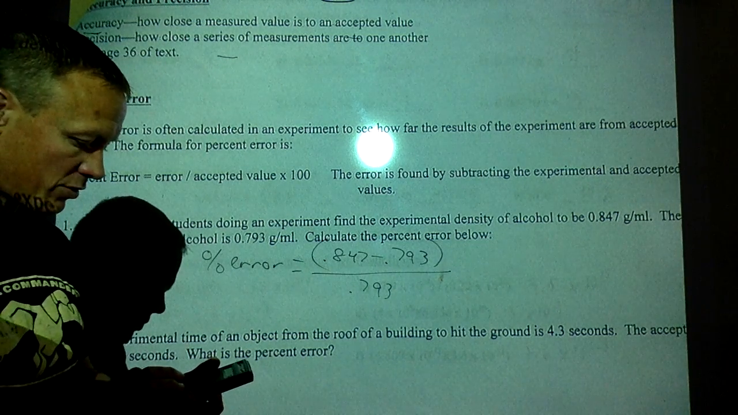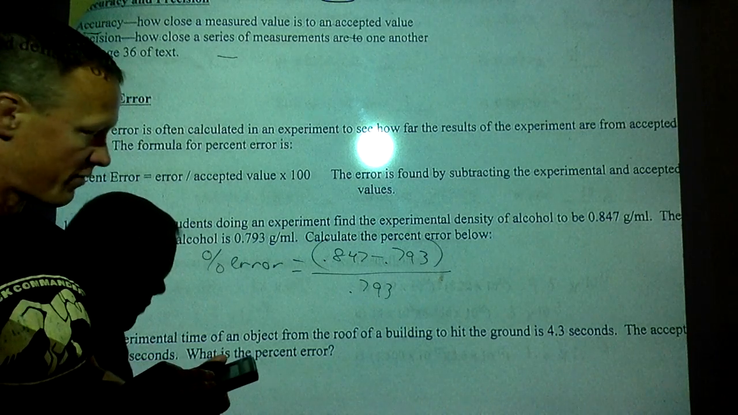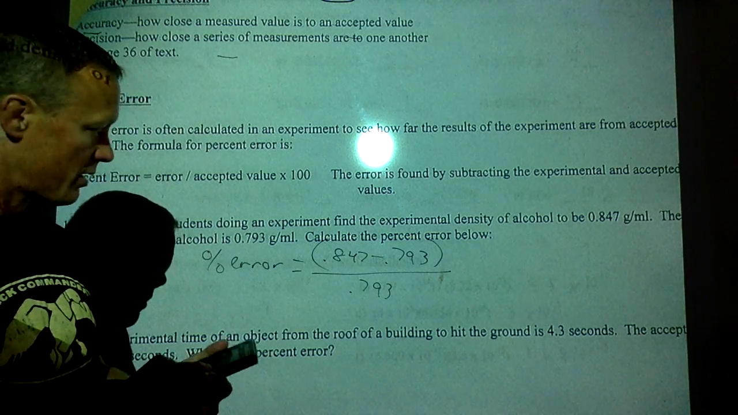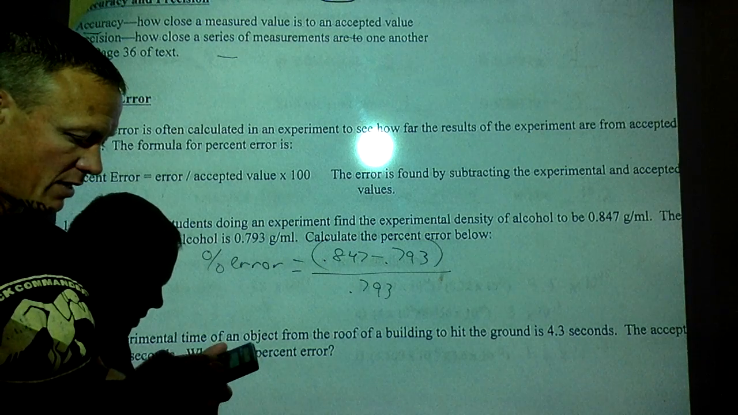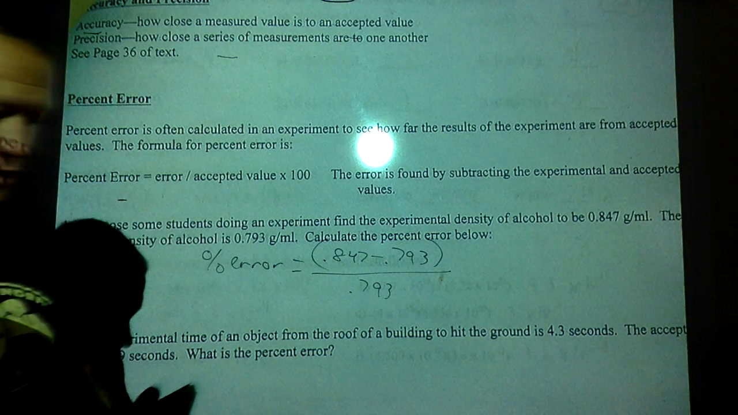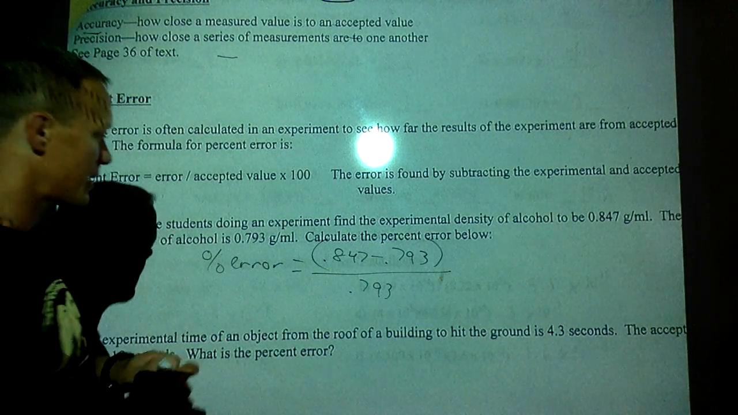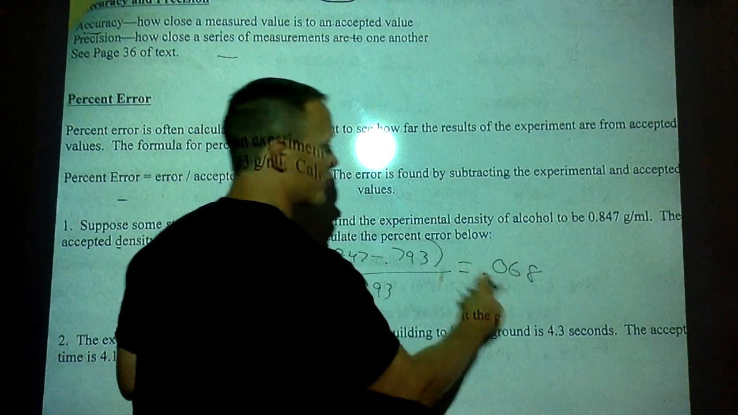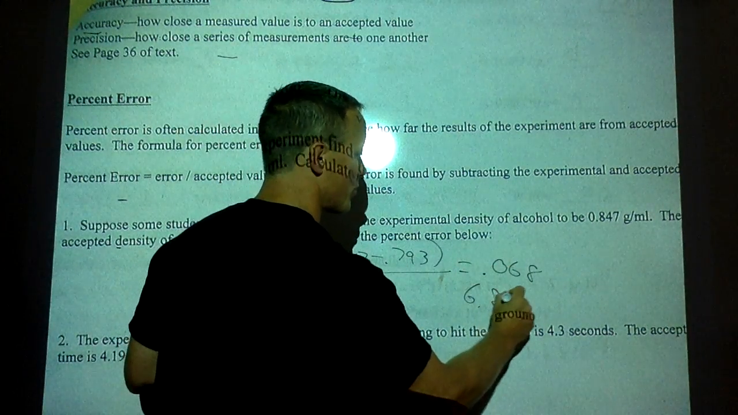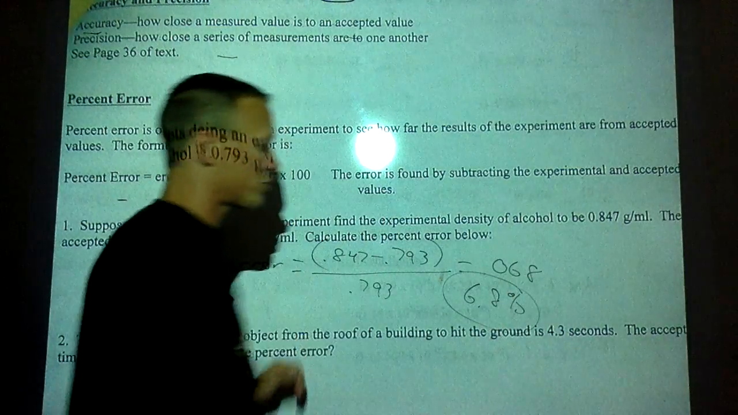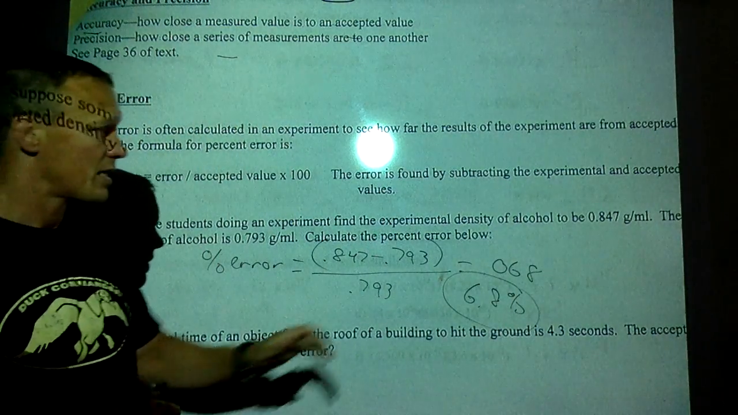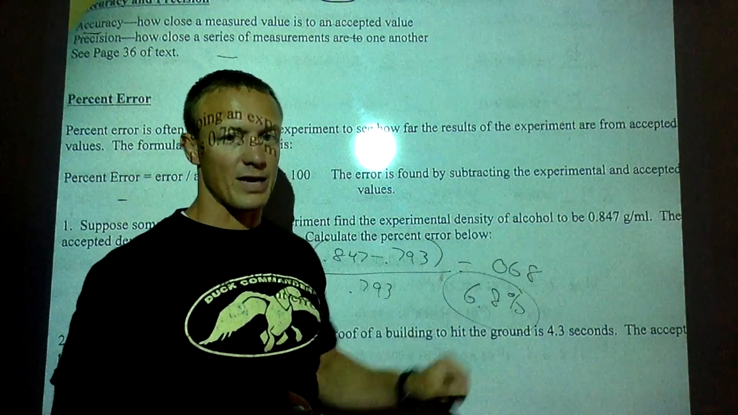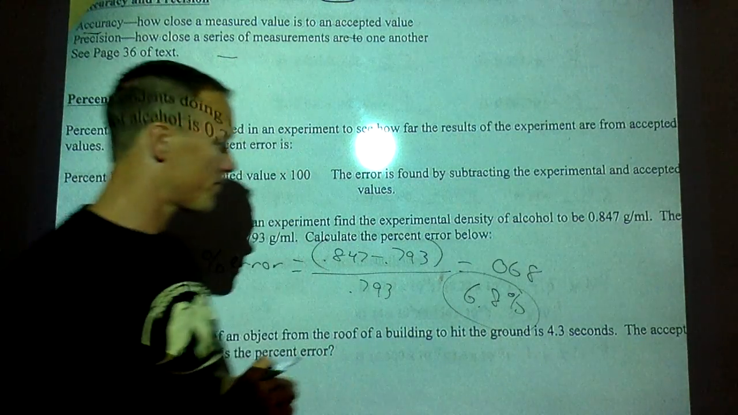It's 0.847 minus 0.793, and then divided by 0.793. So you get 0.068. So remember, move the decimal 2 places over. That means we have a 6.8% error. So what that means is this number was 6.8% away from what they should have gotten. So that's not that far off.